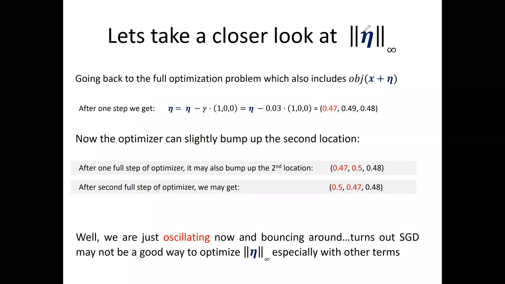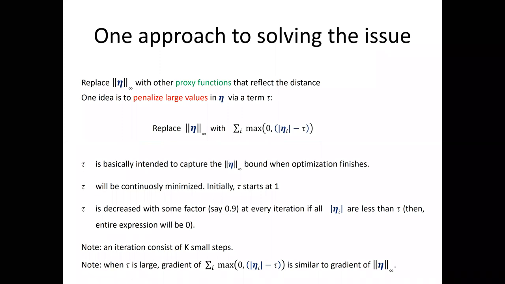Okay, so let's continue. How would we solve this problem? Once again, just like we did with the hard constraint before, f of x plus eta equal to t, which we replaced with some opt function with certain mathematical properties, we may do the same thing here. We'll try to solve the problem by replacing this L infinity norm of eta with some other proxy function that is potentially easier to optimize, but also captures more or less the distance.